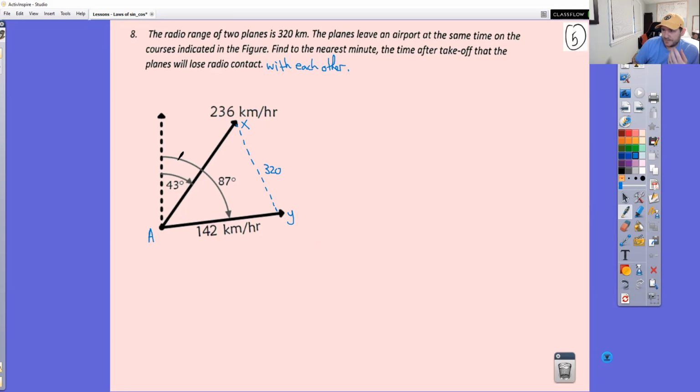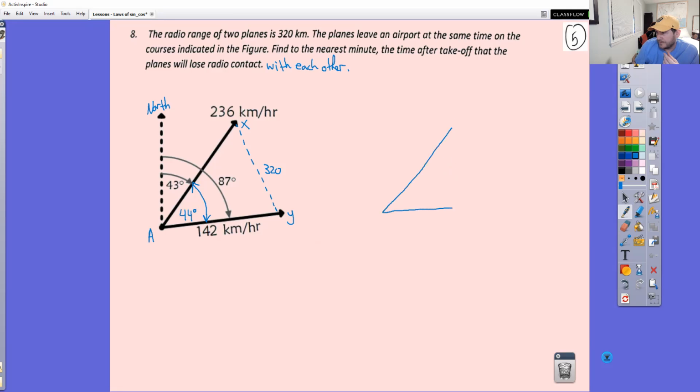And so the idea here is, here are the headings that the planes are flying on. Plane X was flying in a direction. This dotted line, by the way, is supposed to be north. That should really probably be labeled. But if that dotted line represents due north, then we've rotated 43 degrees east of due north. But the other plane is rotated 87 degrees east of due north. So the actual angle that we need is this one here, which would just be the 87 degrees minus the 43 degrees, for 44 degrees.